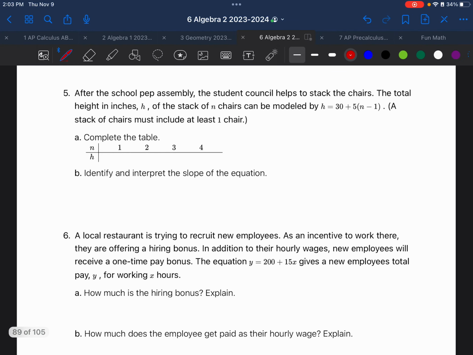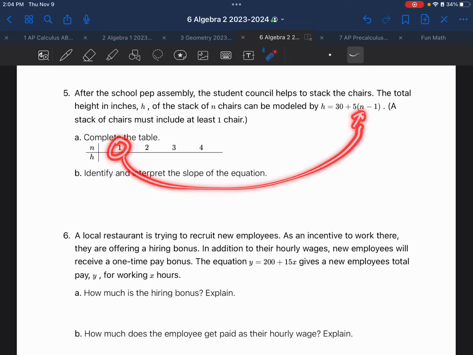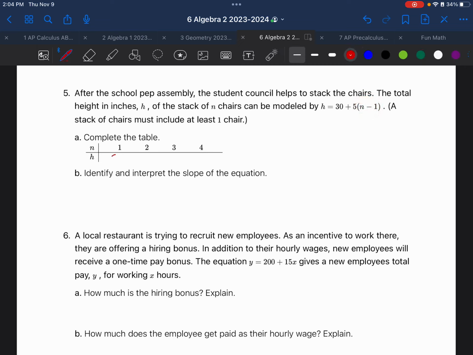After the school pep assembly, the student council helps to stack the chairs. I cannot read right here. The total height in inches h of the stack of n chairs can be modeled by that equation. A stack of chairs must include at least one chair, and we're going to complete the table. So to complete this table, what I have to do is plug in n values to this n value right here. I'm going to plug in 1 to this n value over here. So if I do 1 minus 1, then I get 0. This value is 0, so 5 times 0 is 0, and 0 plus 30 is 30.